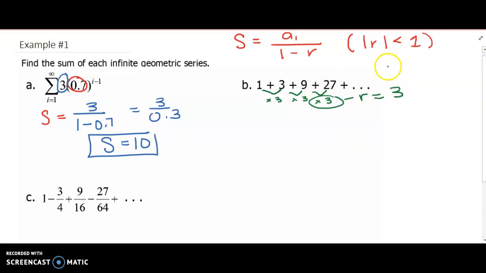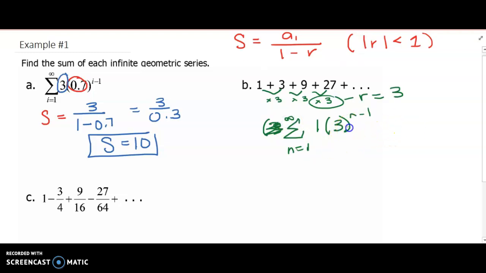Okay, here is an example. If I were to write this as a geometric series, I would write it as a1. Ooh, a1 is just 1, sorry. Times 3 to the n minus 1. And I want this from n equals 1 to infinity. That's basically what I'm doing, is finding the sum.